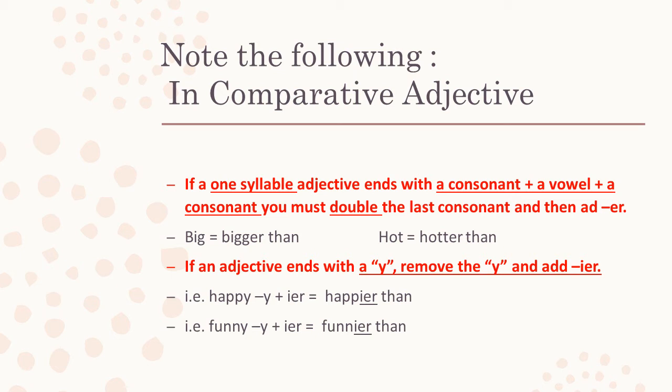If an adjective ends with a Y, remove the Y and add IER. Like when we say happy, we remove the Y and we put IER instead. Like when we say happy, it's going to be happier. Funny, funnier.